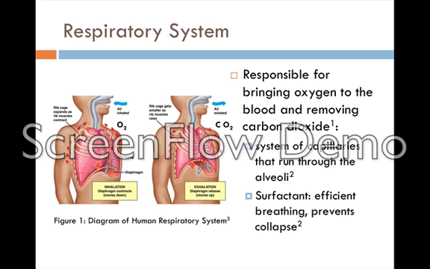Respiratory system. The respiratory system is responsible for bringing oxygen to the blood and removing carbon dioxide. This is done by a vast system of capillaries that run throughout the alveoli, which are air pockets inside the lungs. By enlarging the surface area of the lungs, the alveoli make for fast and efficient gas exchange. Inside the lungs, a surfactant is produced in order to relieve surface tension of the liquid layer on the alveoli and keep the lungs from collapsing with every breath.